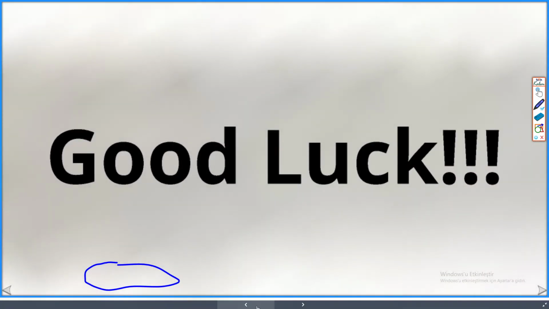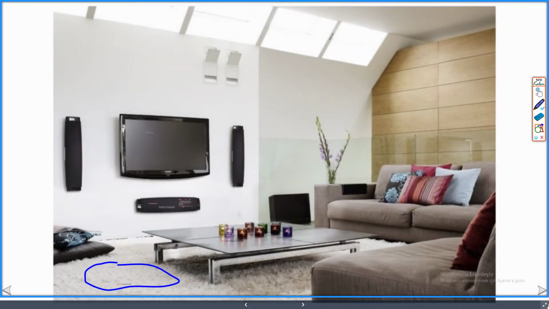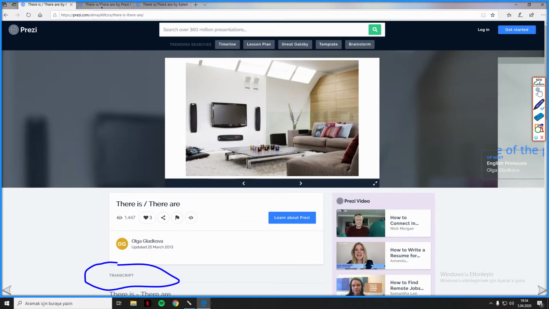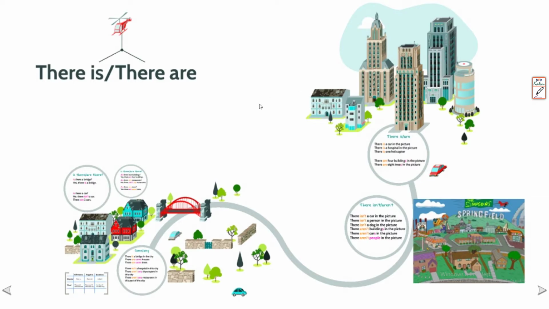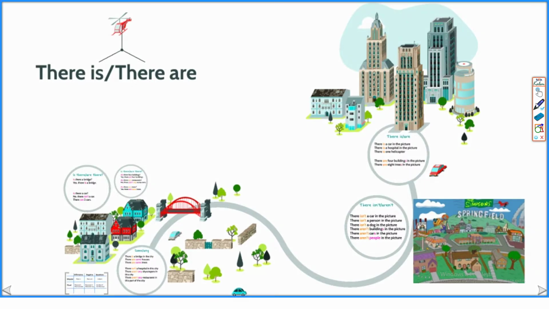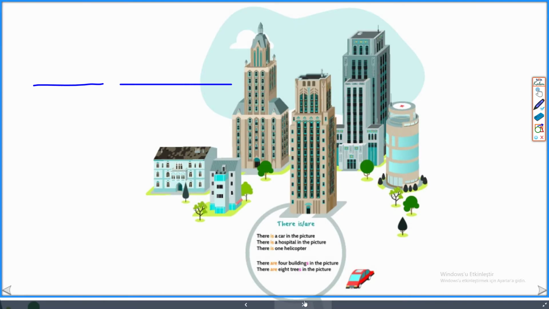Okay, this is the end of this session, and we are going with this type, and we will have more details in this session. We are going on with the same activity: there is and there are. As you see, there is, there are, and we have a picture. We have buildings, skyscrapers, cars, trees, and so on, and we will analyze it.